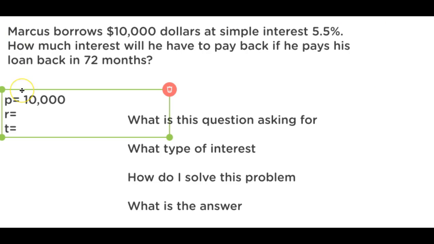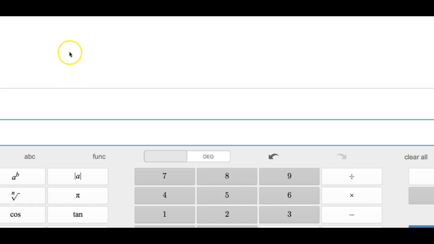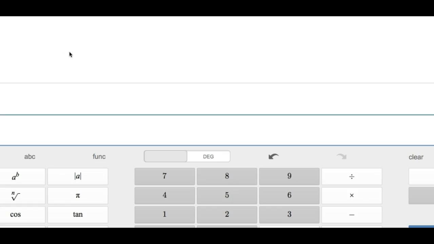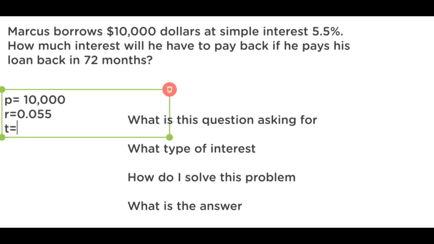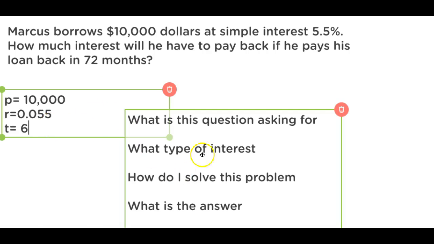So I'm going to put that down as my rate, 0.055, and then my time, 72 months. Anytime they give you time in months, you divide it by 12. 72 divided by 12 gives you 6. You guys should know that, but I showed it to you with the calculator anyways. That's 6 years.